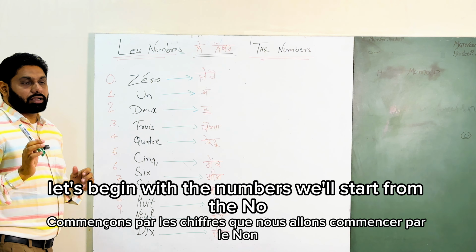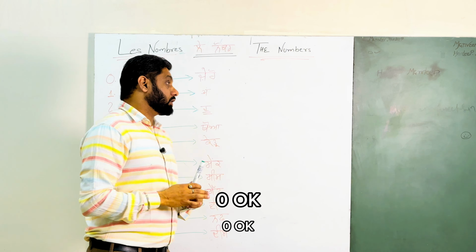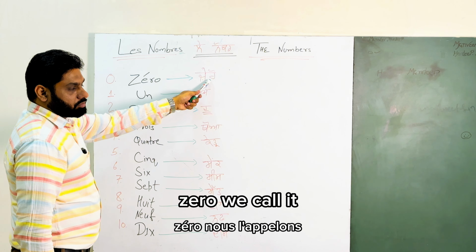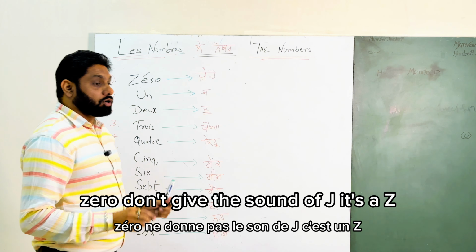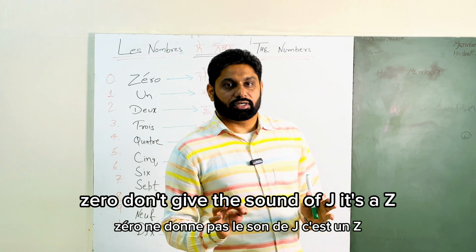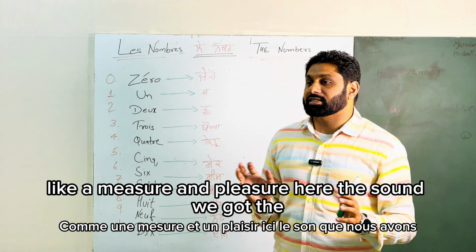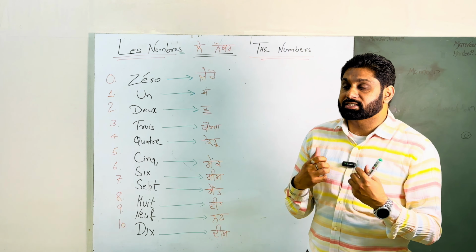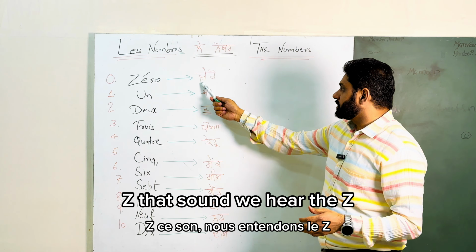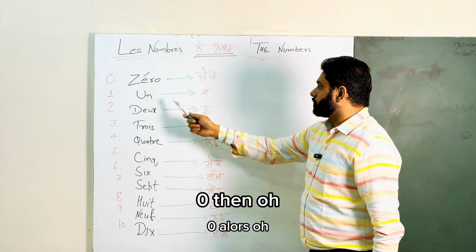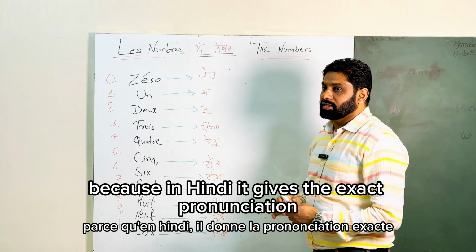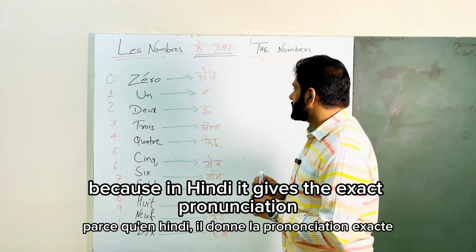We'll start from the number 0. What do we call the number 0? Zéro. We call it zéro. Don't give the sound of j. It's a z, like in measure and pleasure. Here the sound we get is the z. That sound we hear, the z. Zéro. Then I have written this word in Hindi because in Hindi it gives the exact pronunciation.